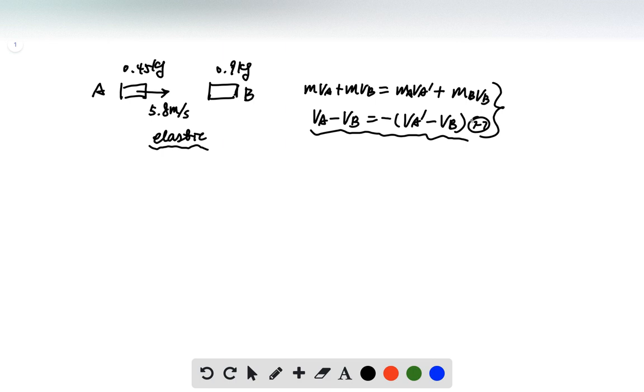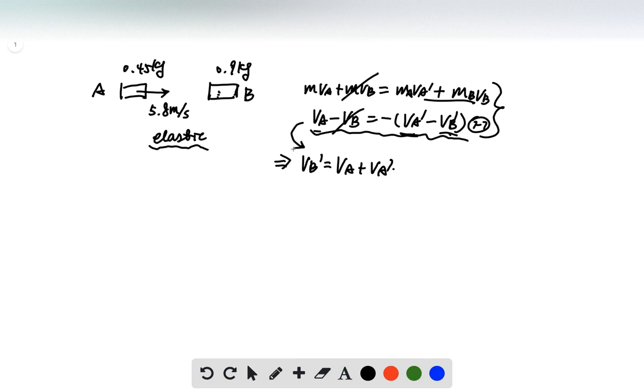Firstly, we see that VB, object B, is initially at rest, so we can cancel these two terms. Now in this equation, we have VA prime in terms of VA and VB prime. So we can use this to cancel a dependence of either VA prime or VB prime in the other equation. Let's do VB prime equals VA plus VA prime. This is just what is derived from this equation if we rearrange it.